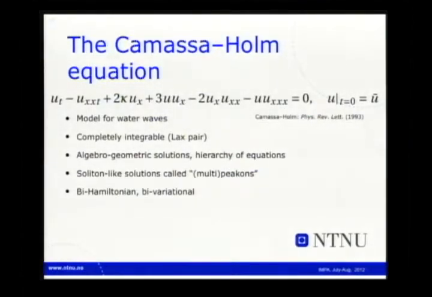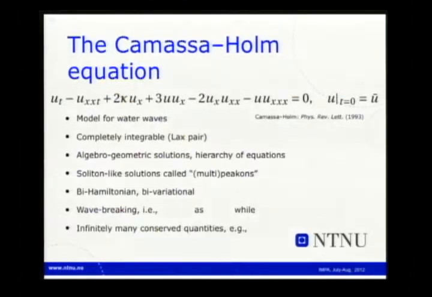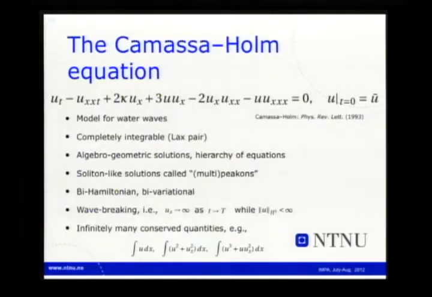It is bi-Hamiltonian, it even has infinitely many Hamiltonians, it is bi-variational, and it has wave breaking, as we have seen, in the sense that the derivative goes to infinity as t goes to some finite time, while the H1 norm remains finite. Infinitely many conserved quantities.